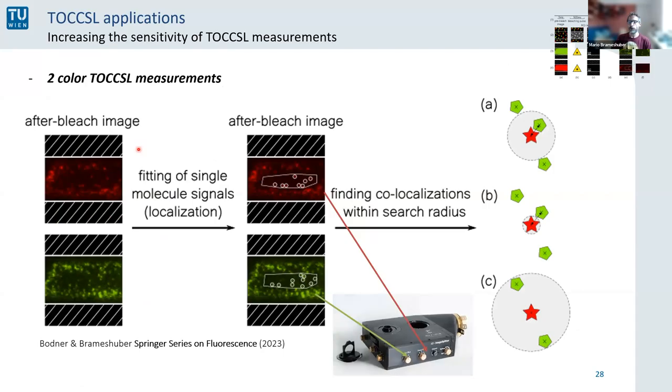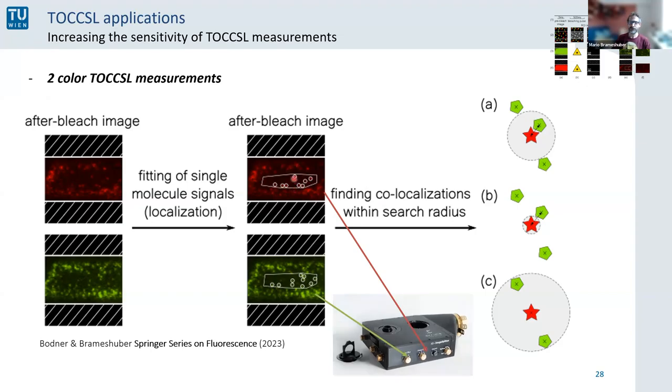So for the two-color experiment, you can also do the brightness analysis, but to be more sensitive, you do a localization analysis. So you localize the single molecules in these images, and after localizing the single molecules, you look for co-localized signals.